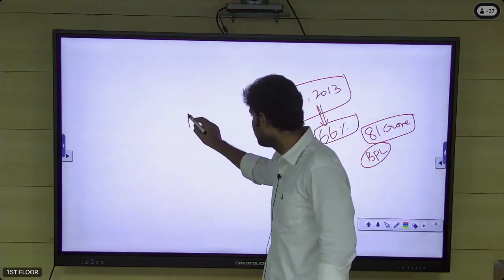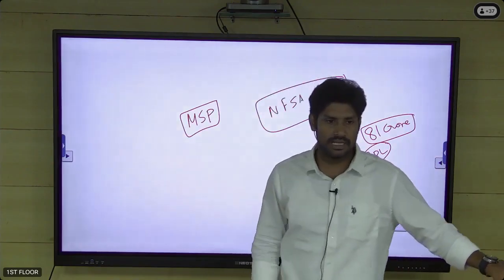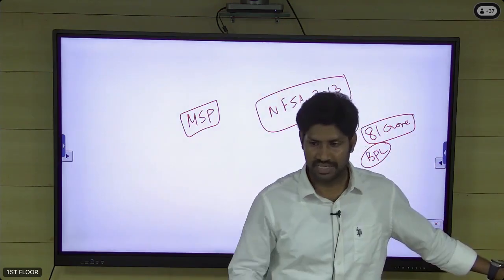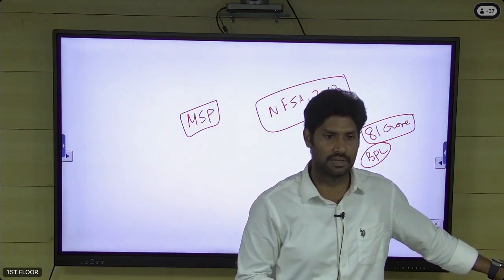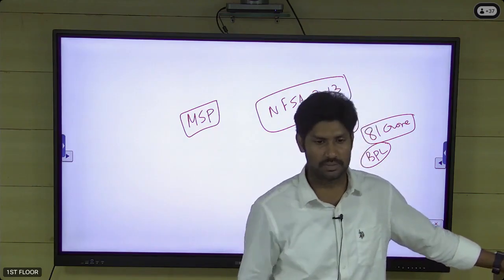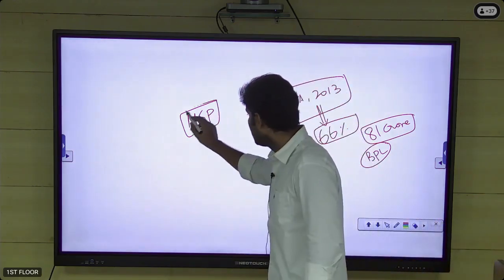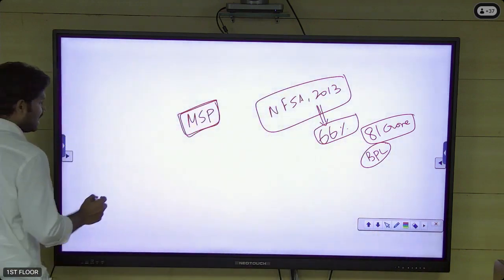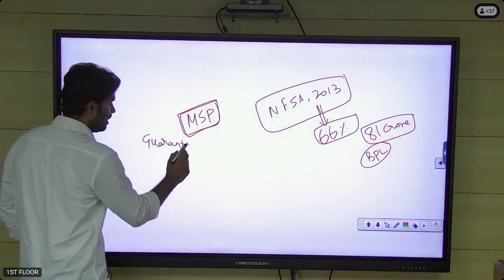Whereas regarding the MSP, there is no legal guarantee for the policy. Every year the government announces a policy measure, every season. For the kharif crops, before the kharif season, they announce the MSP for various crops. For the rabi season, they announce the MSP rate for various rabi crops before the rabi season. So why are the farmers demanding the legal guarantee? Because the MSP is only a guaranteed price, an insurance price for the farmers.